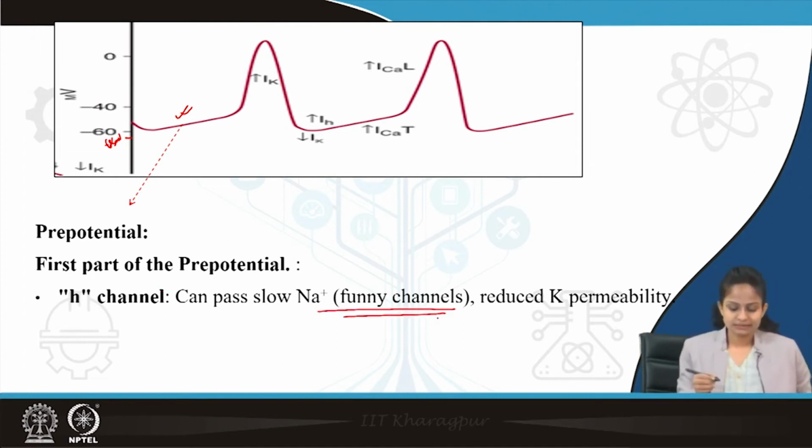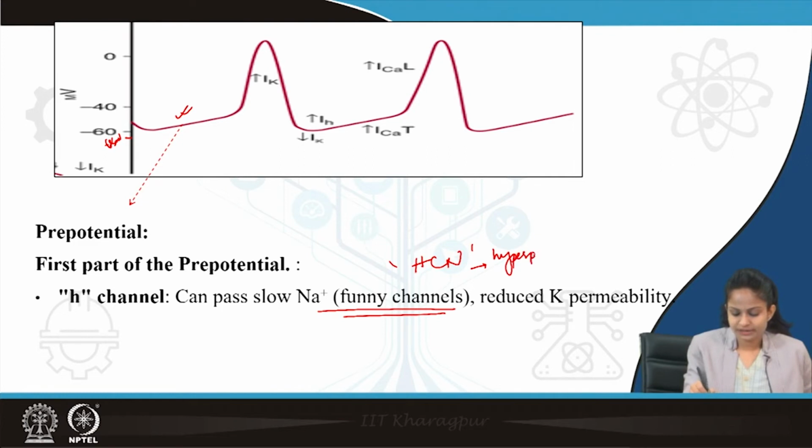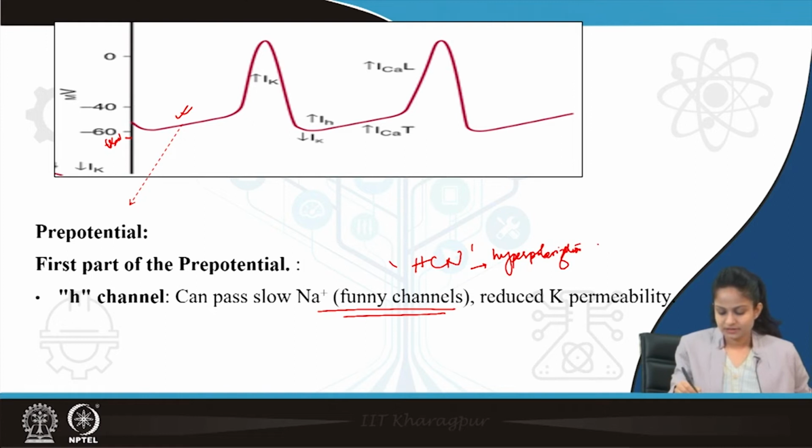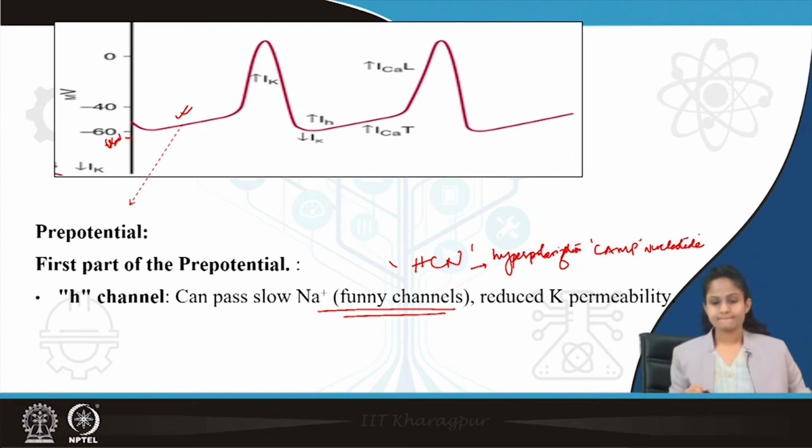This H channel comes from HCN channels, that is hyperpolarization cyclic AMP nucleotide. HCN channels, hyperpolarization cyclic AMP nucleotide based channels, or H channels or funny channels, they cause influx of sodium.